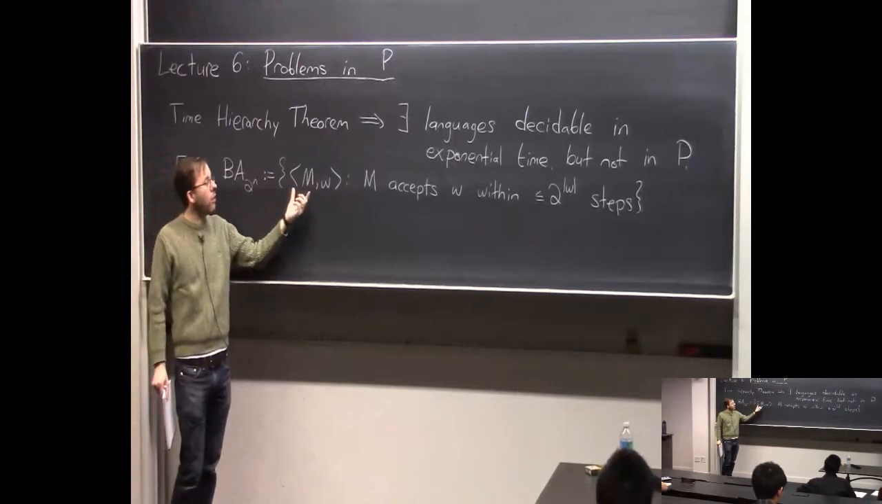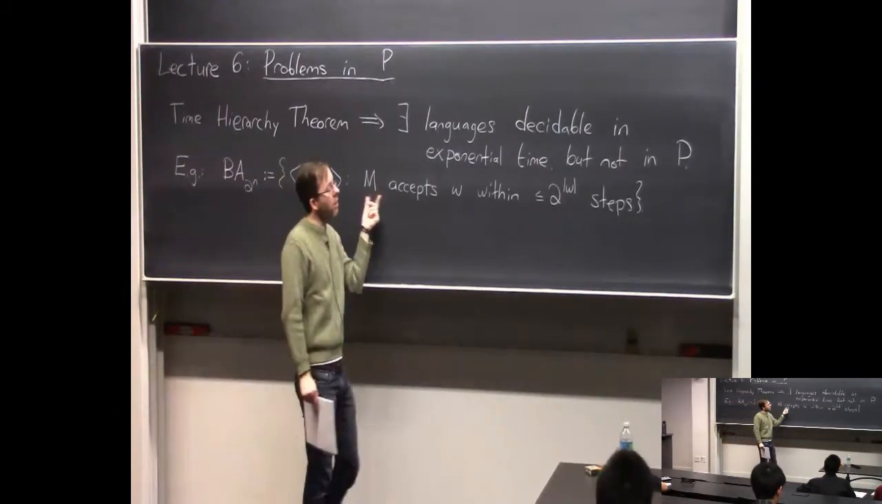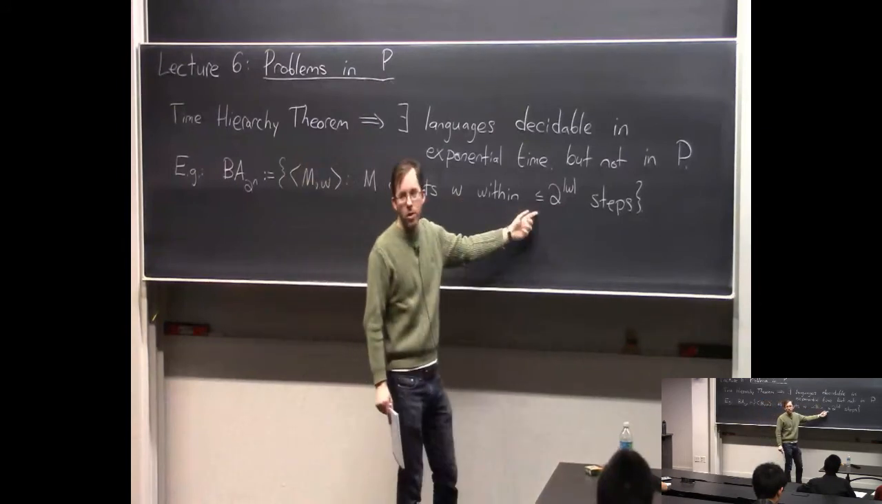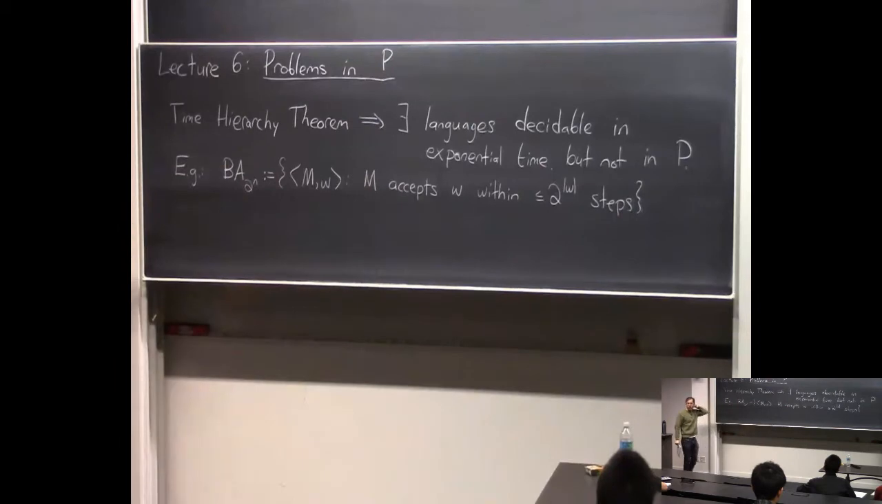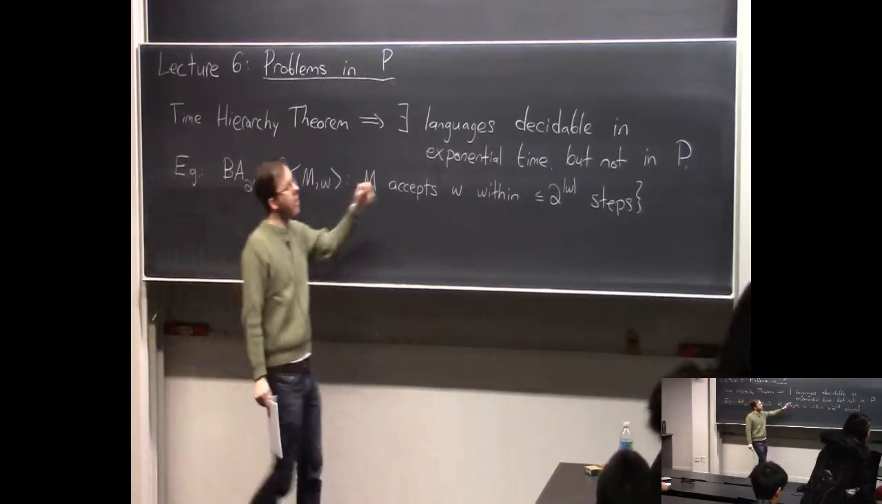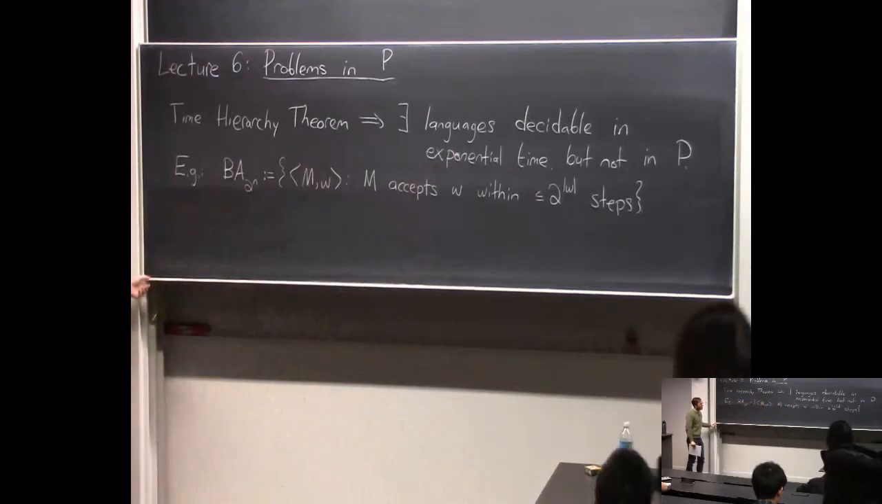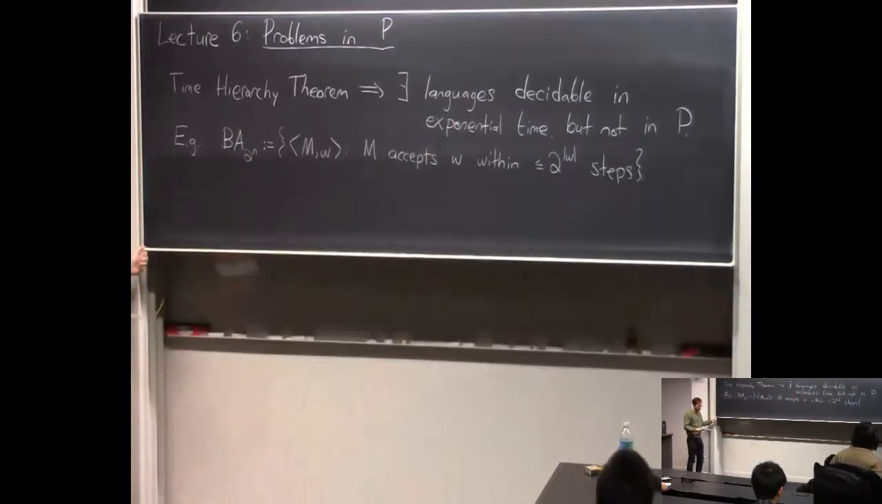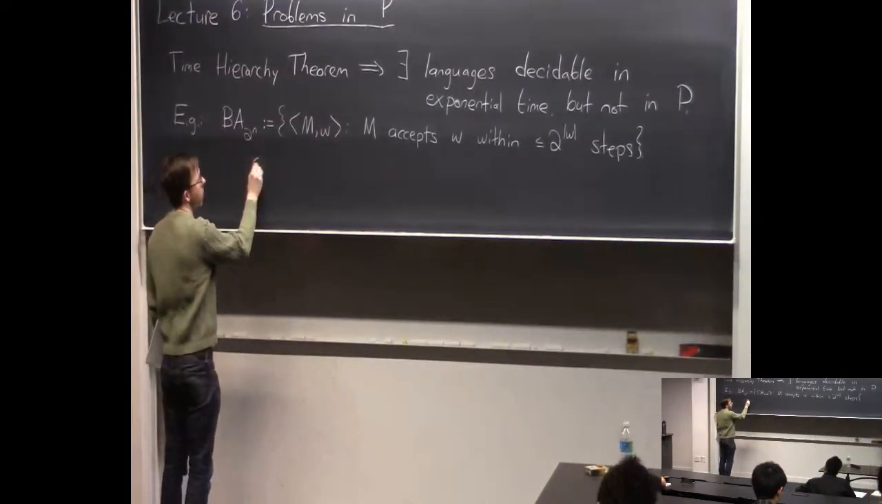In fact, this language called bounded accepts sub 2 to the n is the language of all Turing machines and words W such that this Turing machine code run on this word halts within at most 2 to the length of W steps. This is an example of such a language, and that's one explicit example. If you just want this fact, you can just use the time hierarchy theorem and plug in T of n equals 2 to the n, say. So this particular language is an example of one which is not in P.